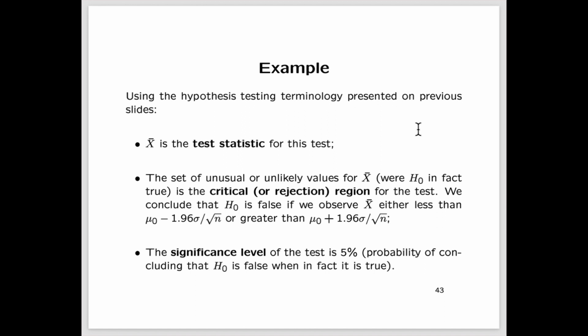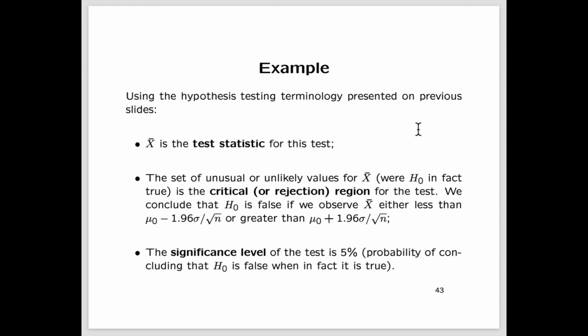All right, so let's think about this conceptual example that we've just gone through, and let's identify the different components of a hypothesis test that we talked about when we first started talking about hypothesis testing. So in this particular context, the sample mean, X bar, is the test statistic for the test. The set of unusual or unlikely values for X bar, which were identified assuming that the null hypothesis is true, constitute the critical region or the rejection region for the test.